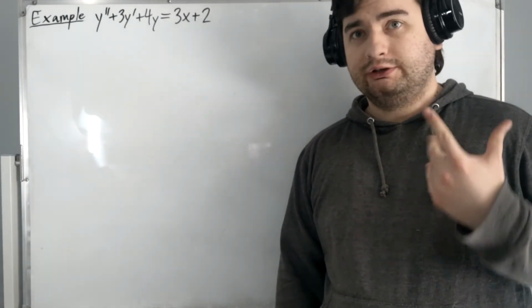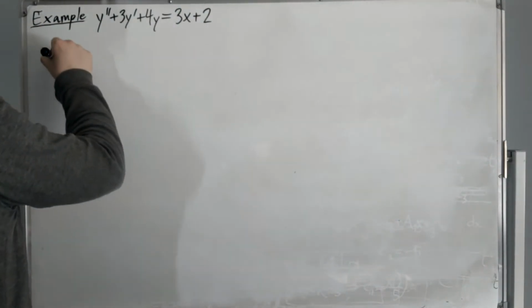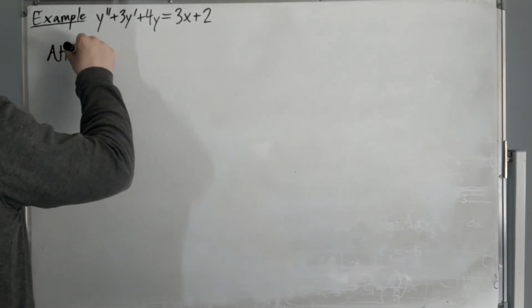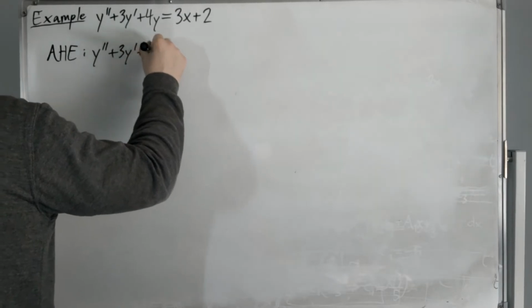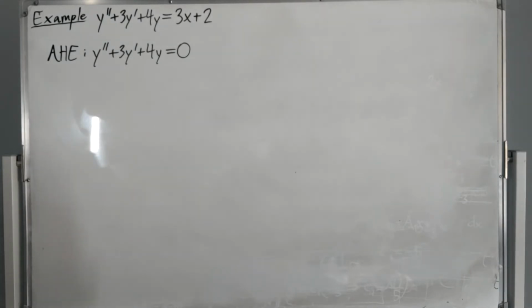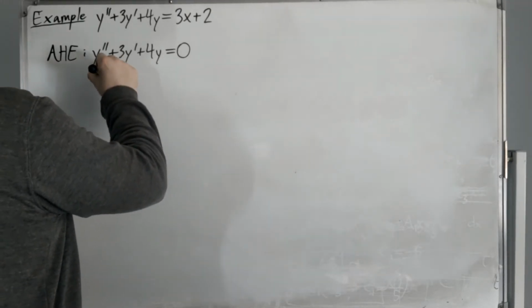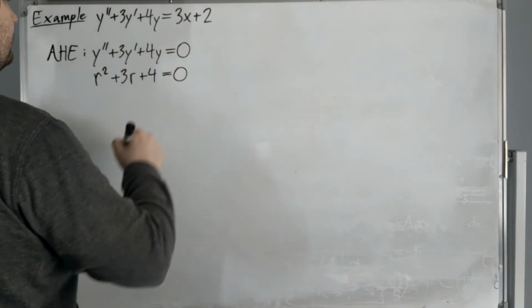Okay, so first thing we've got to do is find the associated homogeneous equation, which is when you take the left side and just pretend the right side is 0. Y prime prime plus 3y prime plus 4y equals 0. We need to solve that in order to find the complementary family. Okay, so we look at the characteristic equation. R squared plus 3r plus 4 equals 0.